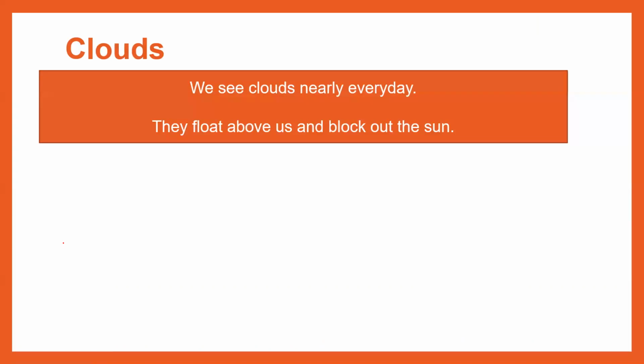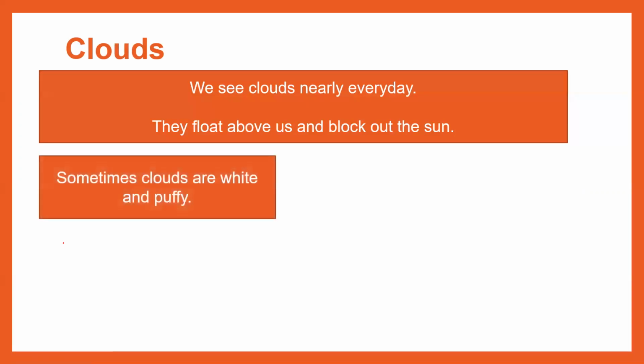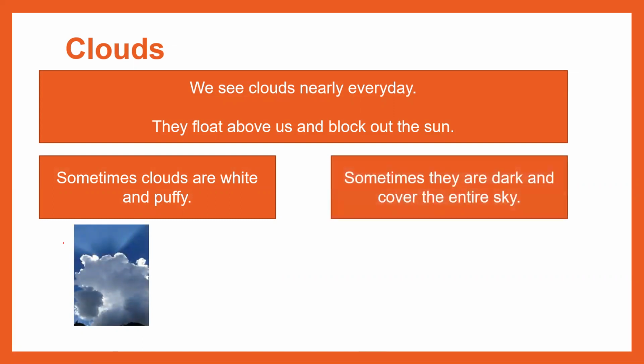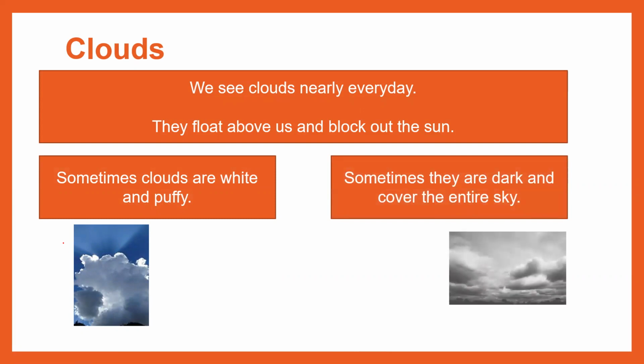So clouds, we see clouds every day. When you look up at the sky, you almost nearly always see clouds. They float above us and block out the sun. So some clouds are white and puffy, just like this cloud here. And some clouds are dark and they cover the entire sky, just like this picture. You can see it's covered the entire sky and you can't see any blue.